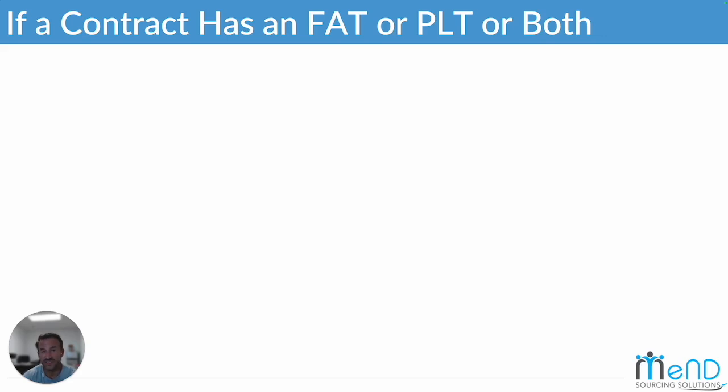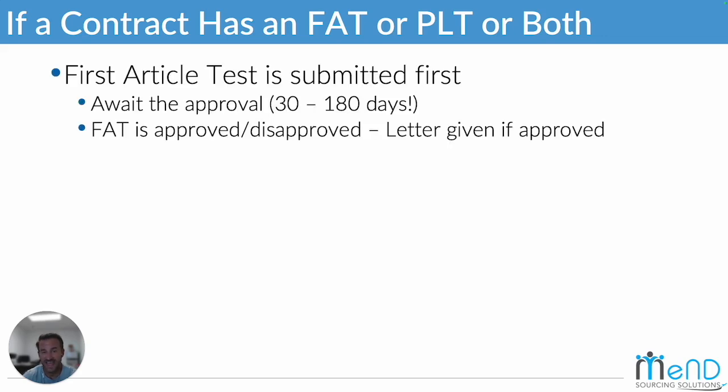The first thing that you need to do is you need to submit the FAT. So the FAT must be submitted before anything else. So you're submitting the samples, you're submitting the reports, certificates, and you ship it off to wherever they're stating that you need to ship it to. Then you're going to wait for the approval of that first article.